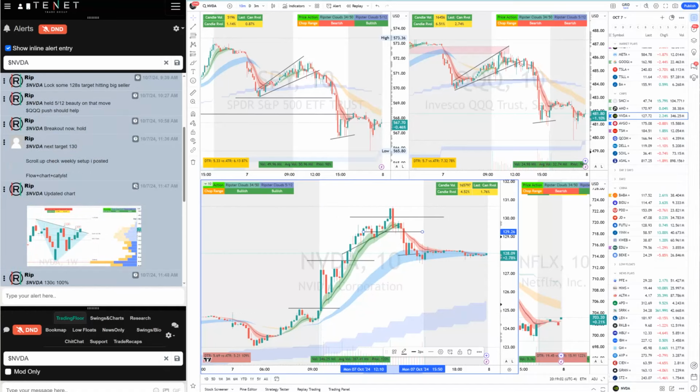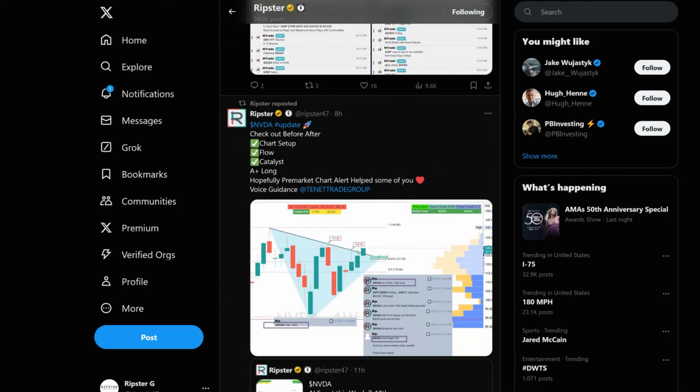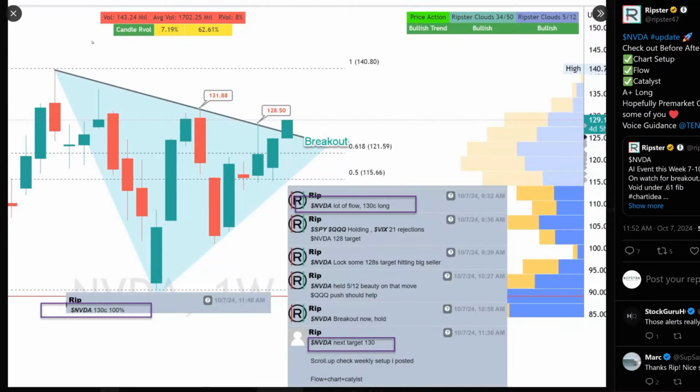So we had flow, we had chart, we had catalyst, right? We had everything. So look here, right? So that was the breakout when it broke out 129s.